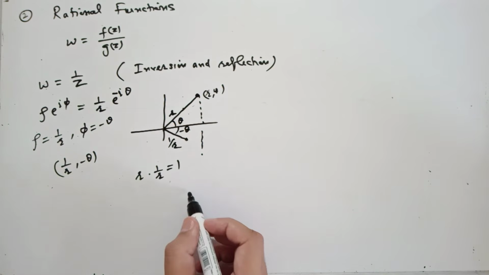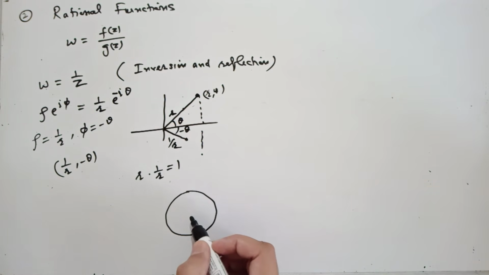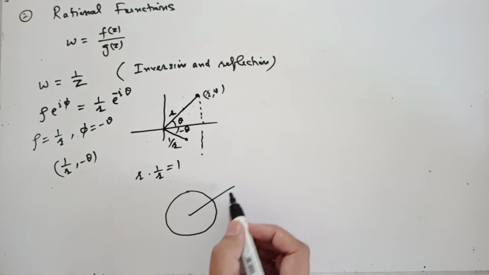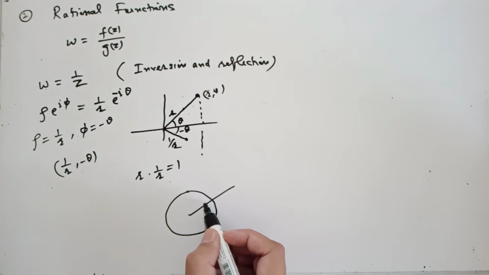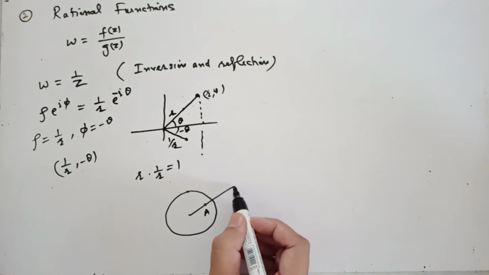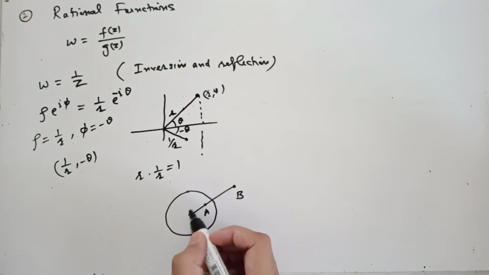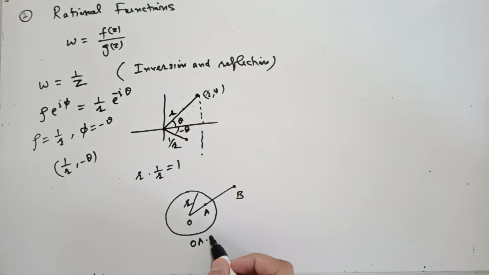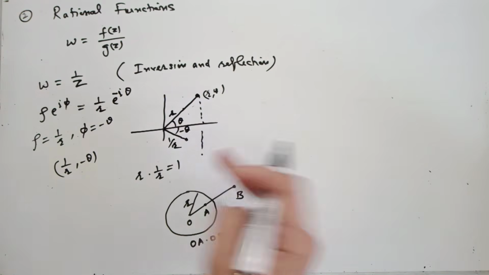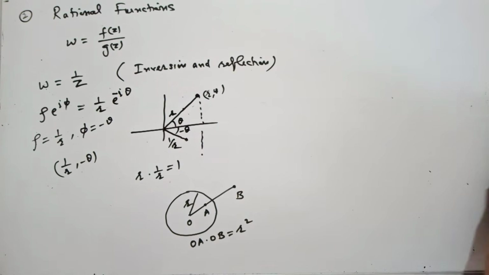Inverse points, maybe you are familiar. A and B are inverse points with respect to a circle. Say its radius is r. If OA into OB is equal to r square, then A and B are known as inverse points with respect to this circle of radius r. So here r into 1 over r is 1. So we can call these inverse points with respect to the unit circle.